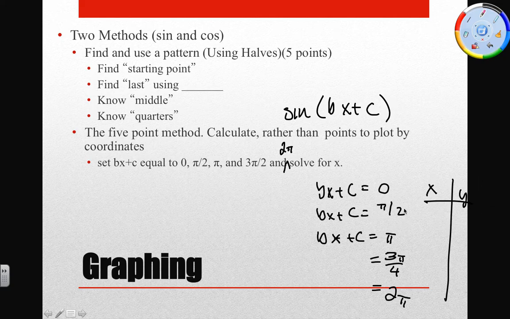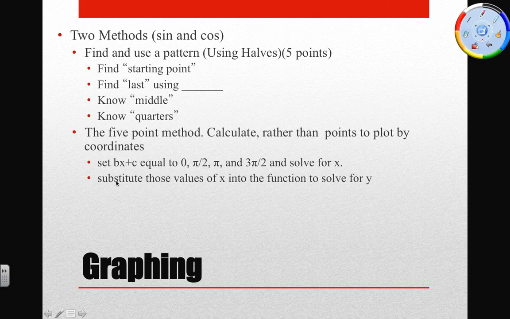Now, notice I'm using pi halves. I'm not going to make this 1.57 because we use pi's on our graphs. So once you do the bx plus c equals those 5 numbers, you substitute those x values into the function and solve for y, just as you would normally do for any graph.